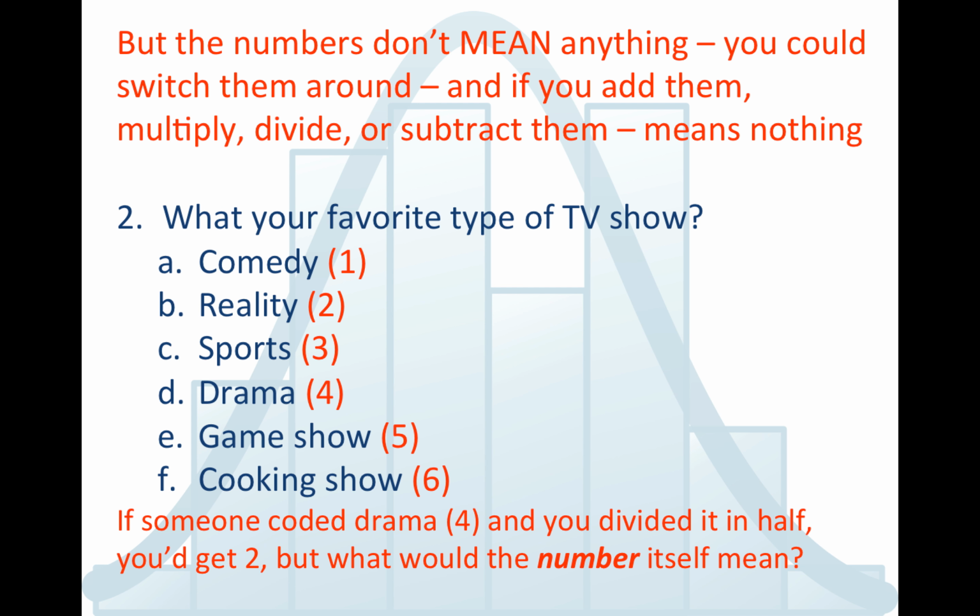If you add or subtract them, you really can't do that, actually. So if somebody coded drama 4 and you divided that number, the number 4, in half, you'd get 2. But what does that number mean? I mean, here you want to say, well, that means reality shows. Yes, but only because we've assigned a 2 to that. The number 4 means nothing. It just means that's the code for drama that we enter into Excel.